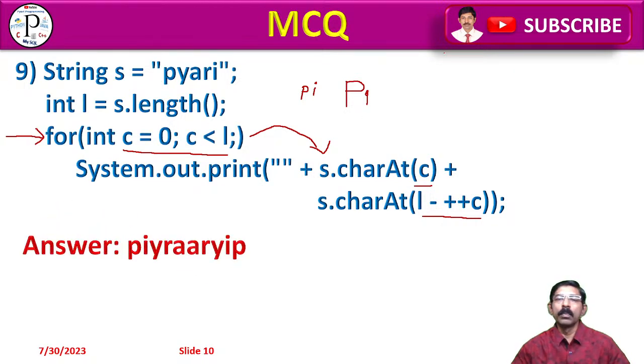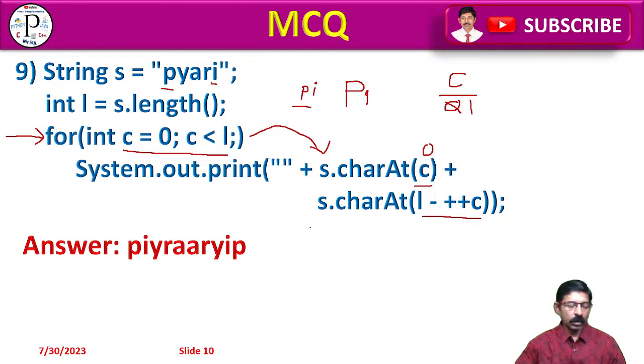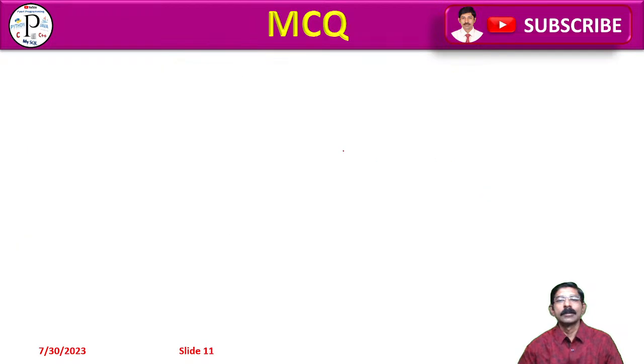So we have used a loop. Your C value is initially 0. So you have considered this one as 0. Then you made length minus plus plus C. You made it 1. Length minus 1 you did. That is length minus 1, the last character. So that's why you thought P and I will come. P and I. What about the repetition? Everyone forgot about it. Okay, now everyone has given the right answer.